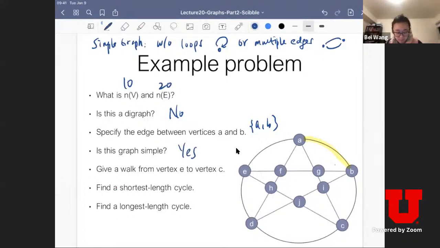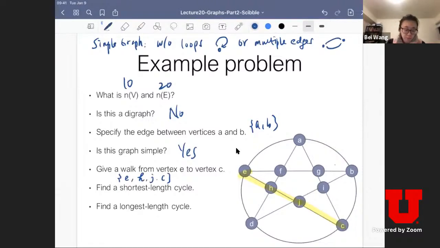Now give a walk from vertex E to vertex C, okay? I'm going to erase the yellow edge here. What is a walk from E to C? I could say it goes from E, H, J, and C. That's one potential walk, right? So if I write it out just by specifying the vertices, it's going to go from E, H, J, C.